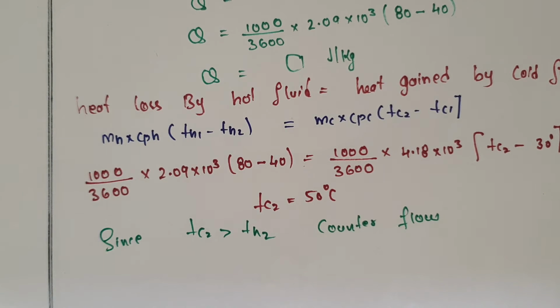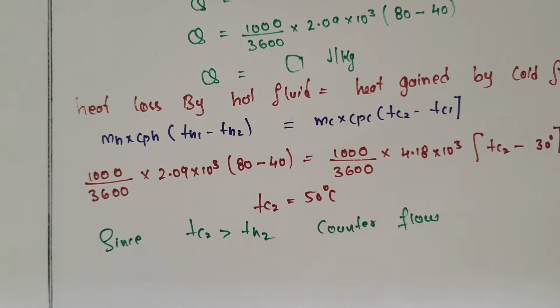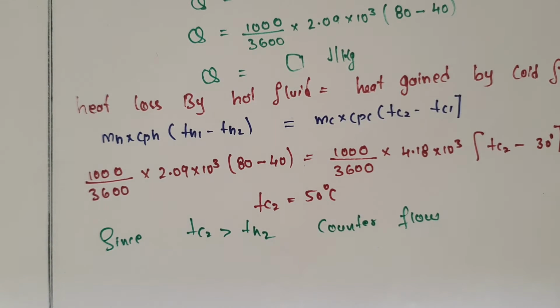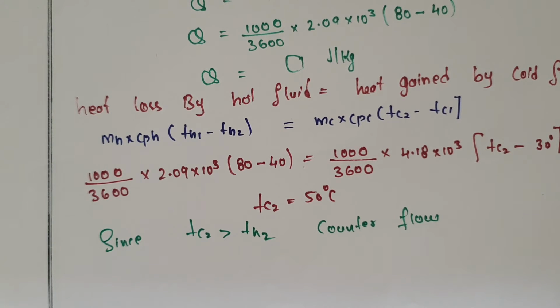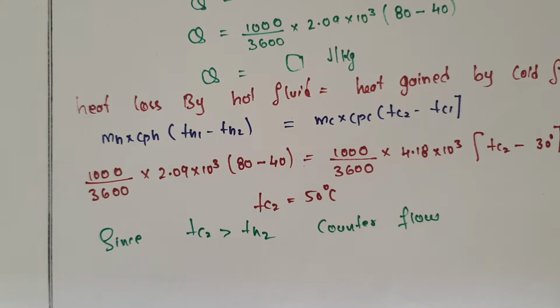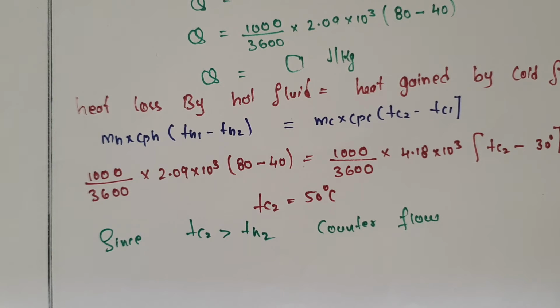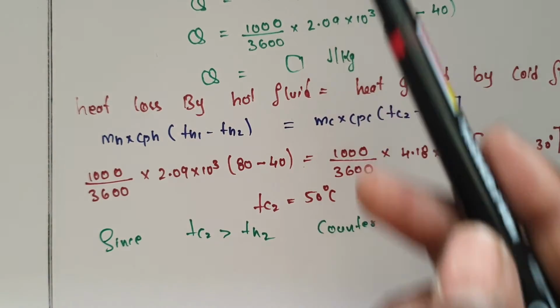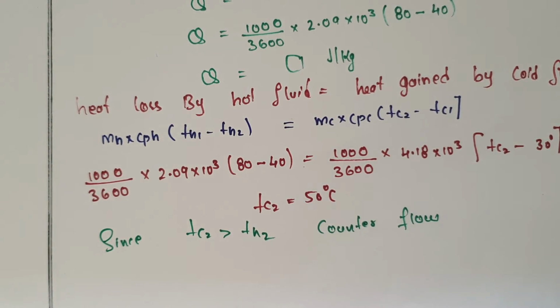So, in some heat exchanger questions, we have to identify whether the given one is parallel flow or counter flow. How to identify it? If the TC2 value is greater than TH2, then the given one is counter flow. Suppose it does not satisfy this condition, then the given one is parallel flow. Here you got the value of TC2 as 50, and TH2 as 40. So 40 is less than 50, so TC2 is greater than TH2. The given one is the counter flow.